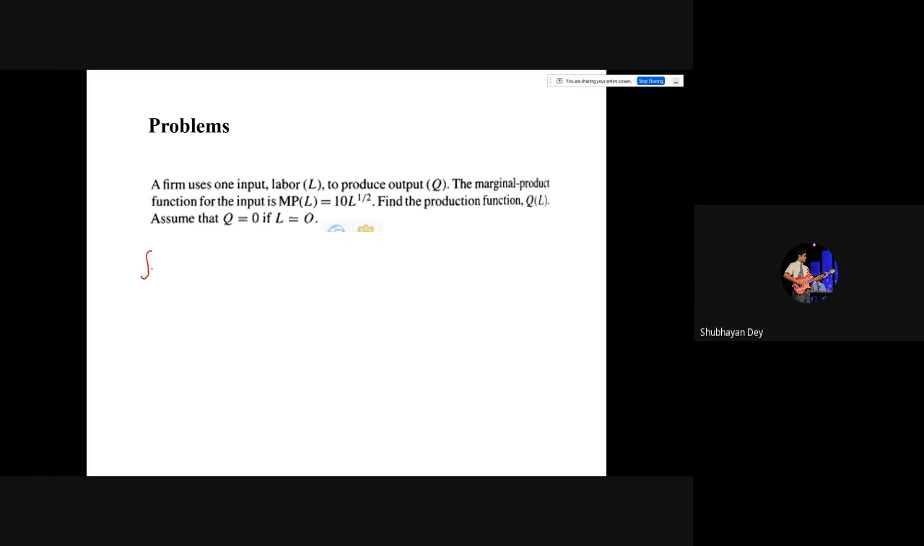Okay, so you have, so 10 comes out, L to the power of half dL.